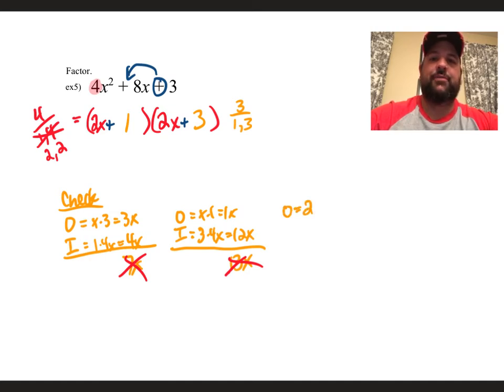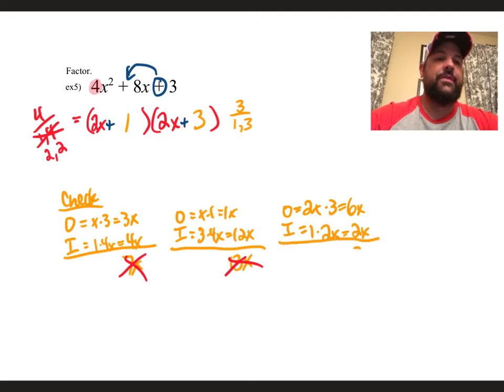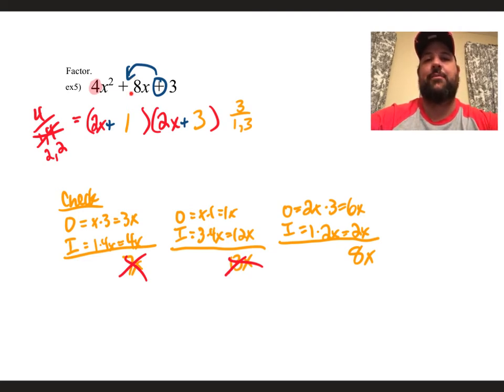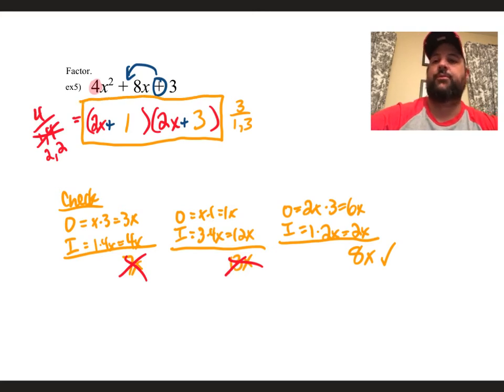Outside equals 2x times 3, which is 6x. Inside equals 1 times 2x, which is 2x. I add those together. That gives me 8x. Hey, that's what I was supposed to end up with as my middle term. So this is good. That means this happens to be my final answer: 2x plus 1 times 2x plus 3.